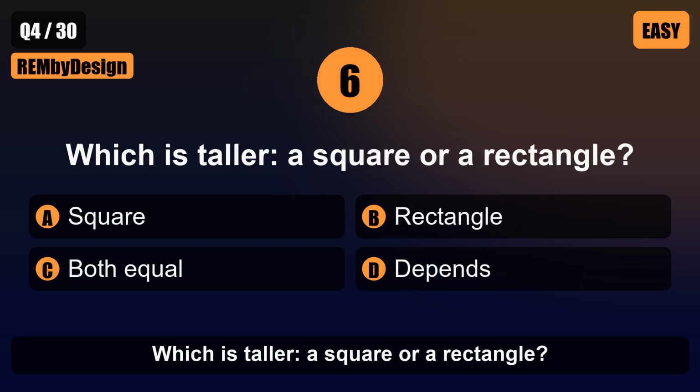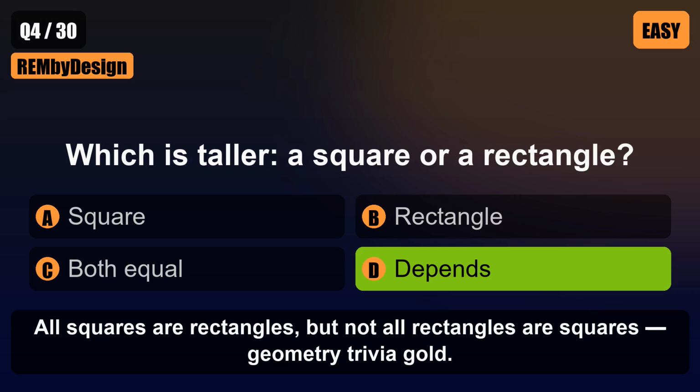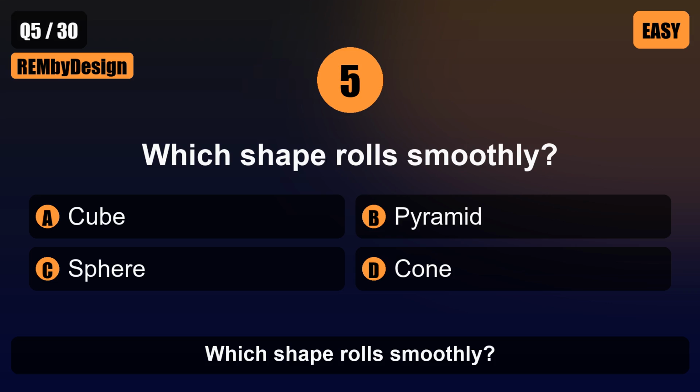Which is taller, a square or a rectangle? A. Square, or B. Rectangle, or C. Both equal, or D. Depends. The answer is D. Depends. All squares are rectangles, but not all rectangles are squares. Geometry trivia gold.